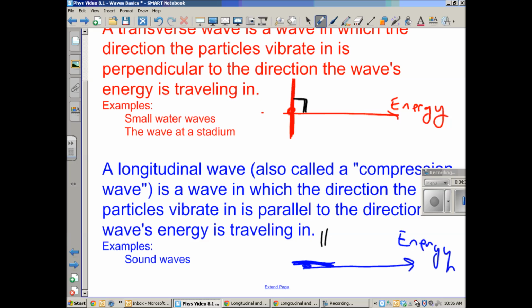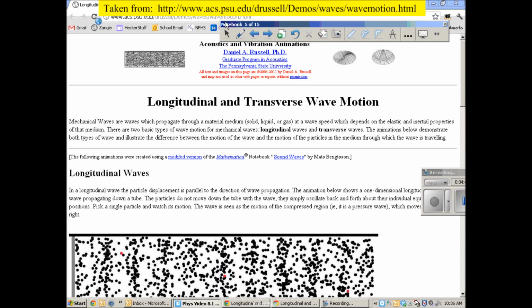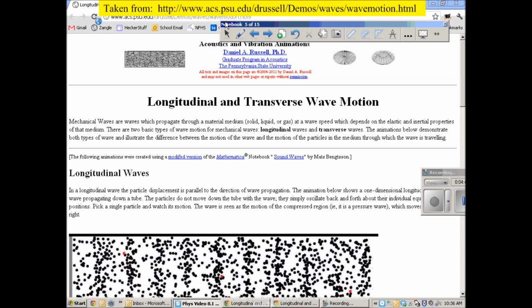This is really tough to draw, so probably the best thing for us to do is to see it. So, let's do that. All right, let's scroll down here.